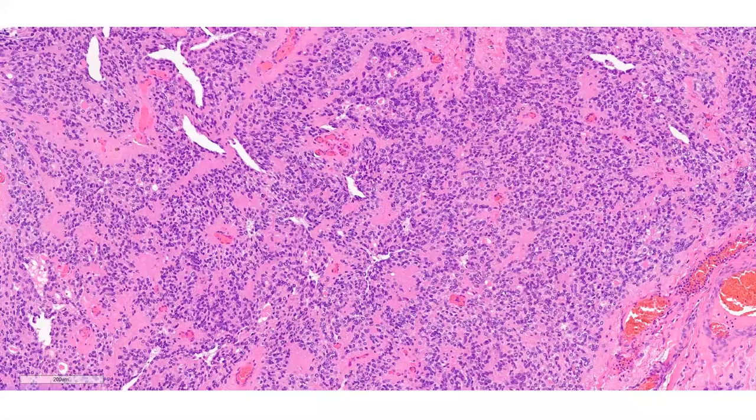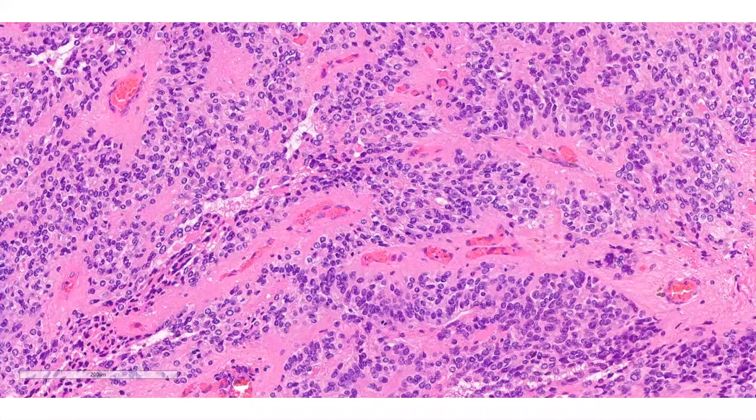Let's look at the histology. One panel, second panel. What's the diagnosis? Someone unmute and give me the diagnosis.